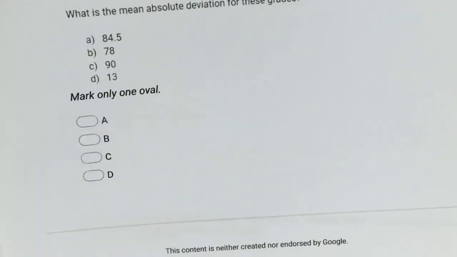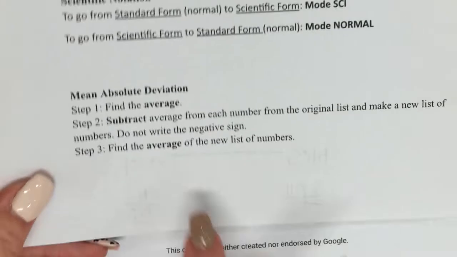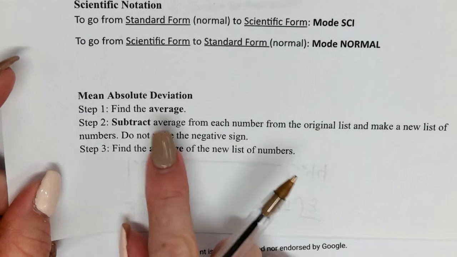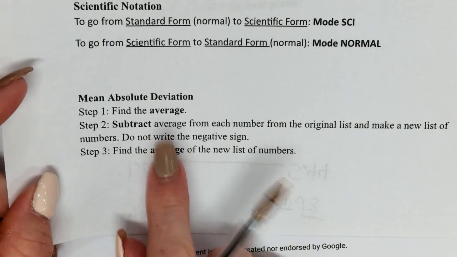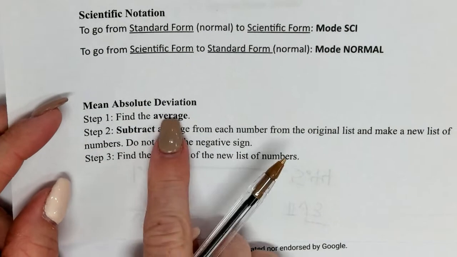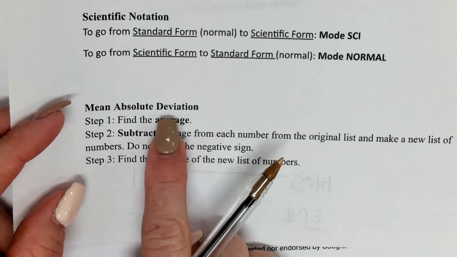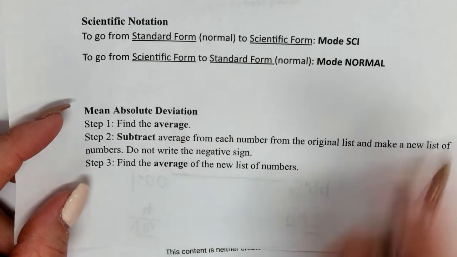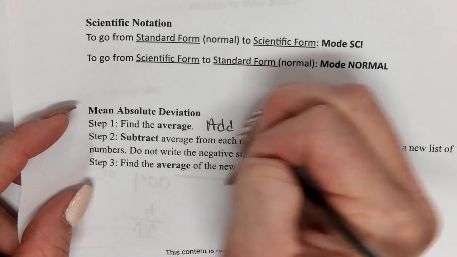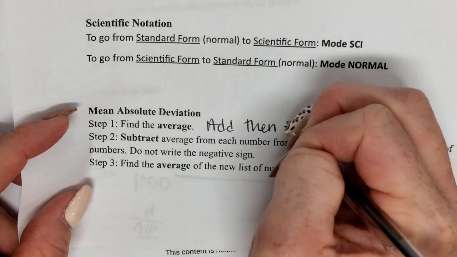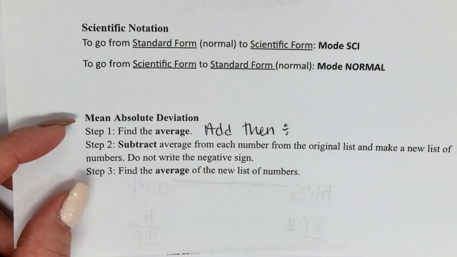Mean absolute deviation. Where are you going to look tomorrow if you forgot the steps on your cheat sheet? What is step 1? Find the mean, and if y'all want on your cheat sheet, put add, then divide. That way you don't forget.